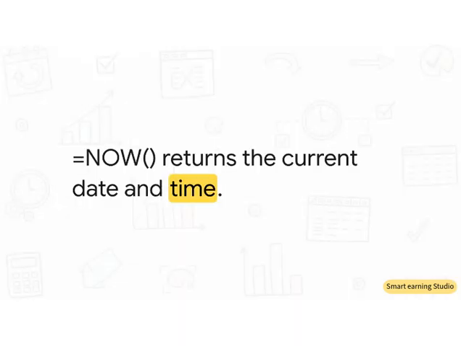But hey, sometimes the date alone just isn't enough, right? You need a little more precision. That is exactly where our second function comes in, the NOW function. Typed out as equals NOW, open and close parentheses. This one steps things up a notch. It returns not just the current date, but the exact current time as well.